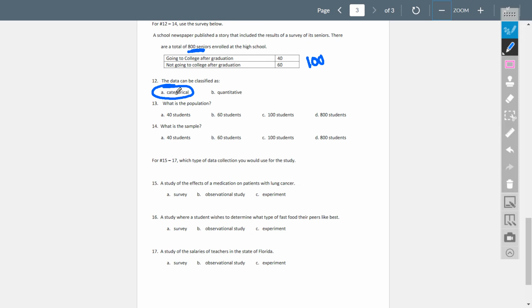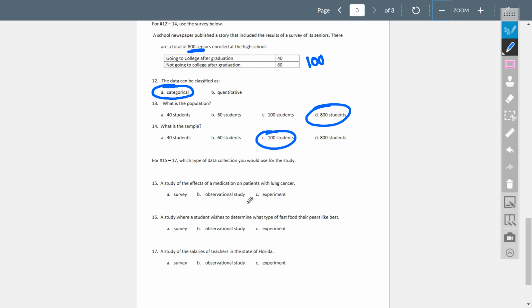They can't be measured using numbers. The answers are going to college or not going to college. The variable is whether they're going to college or not, which can't be measured. You can't take the average of that. It's not numerical. What is the population? Population is everybody. That's the 800 students. The sample is the 100 students surveyed. And that's it for that one.